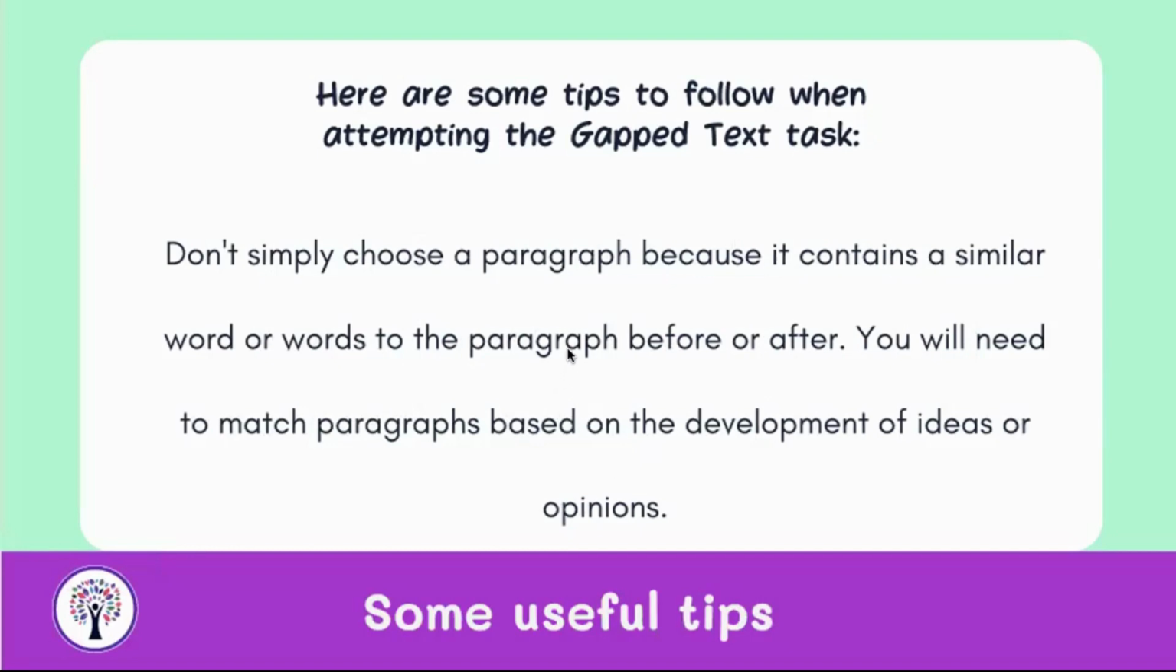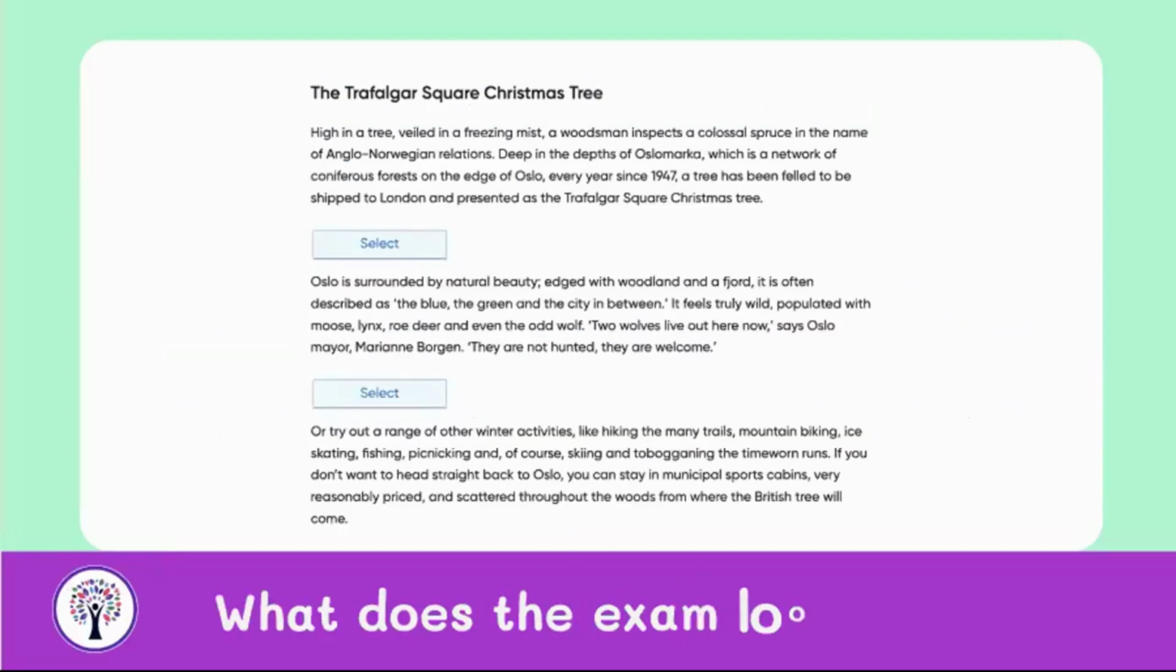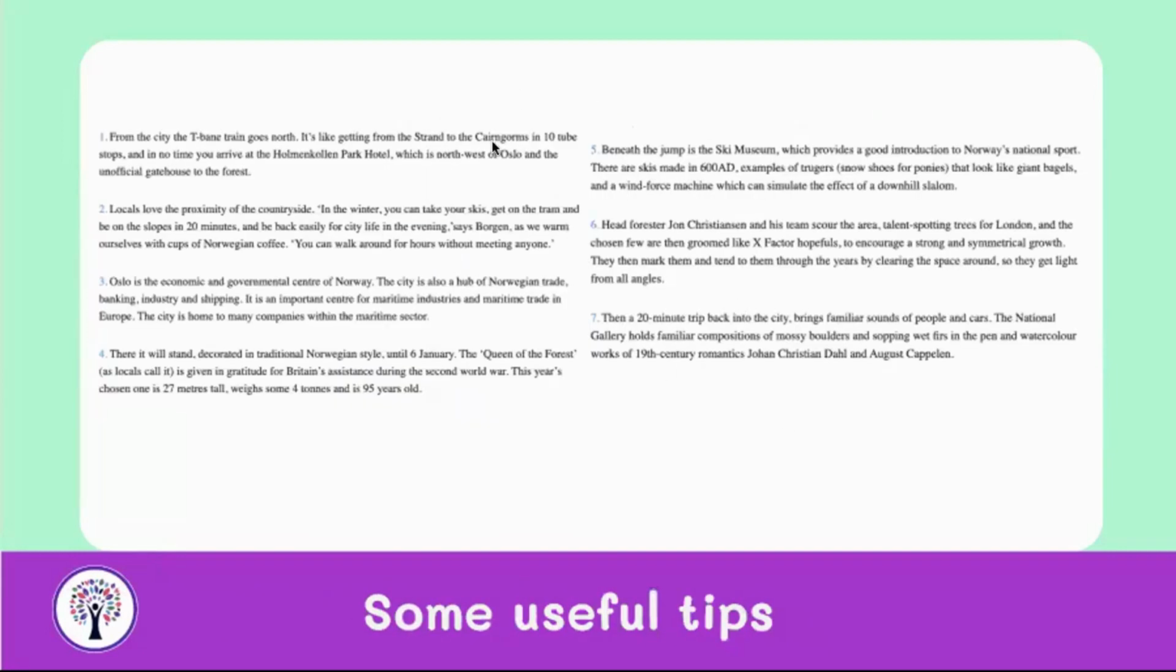Don't simply choose a paragraph because it contains a similar word to the paragraph before or after. You will need to match paragraphs based on the development of ideas and opinions. This is really key, isn't it? So let's have a look now again at the same example that we just looked at. You will get the paragraphs to go in like this, numbered from 1 to 7.